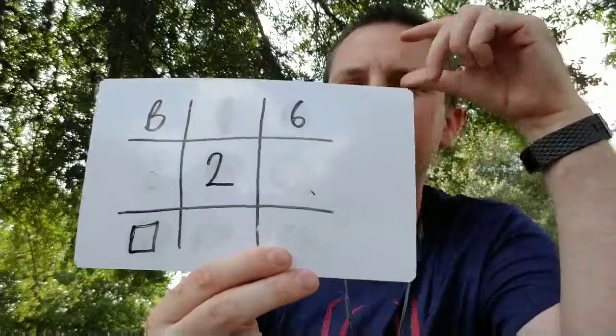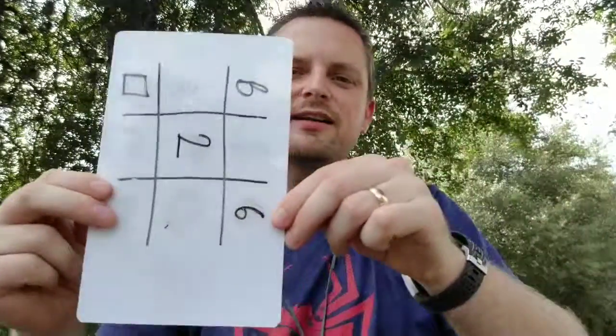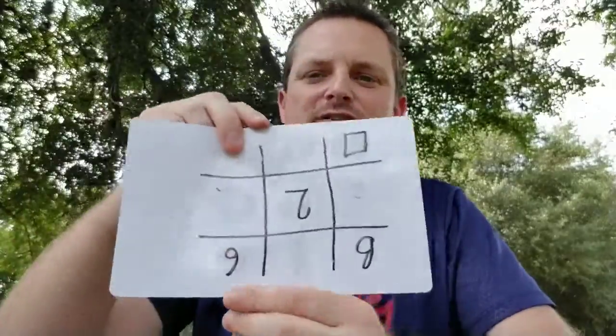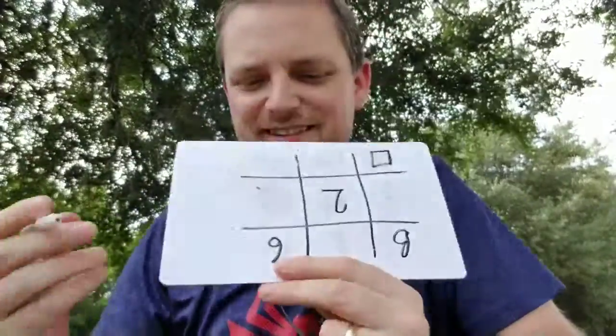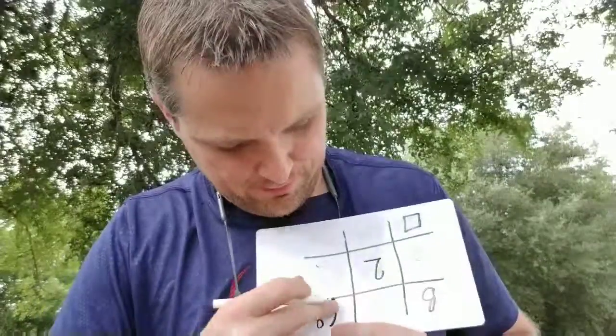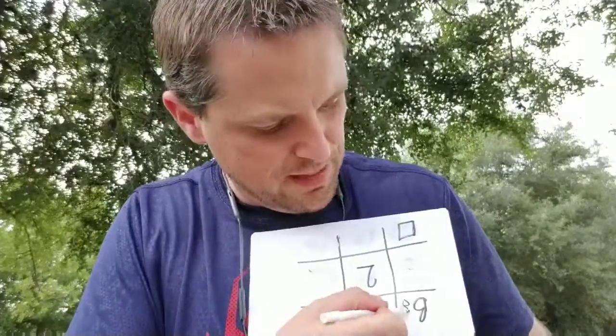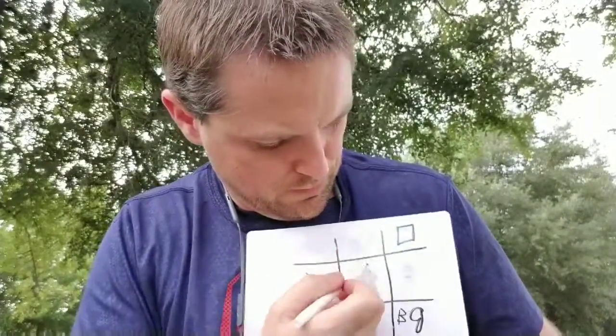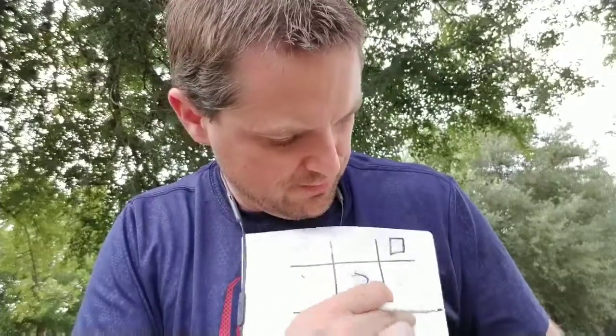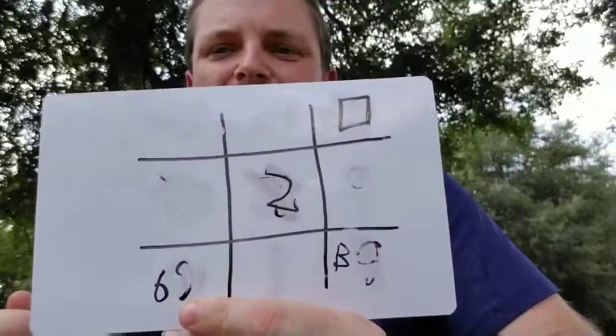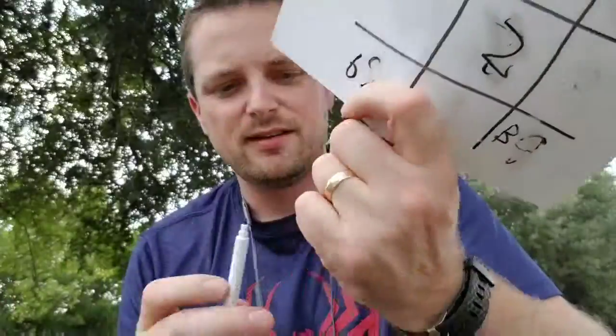Pause the video. We're going to go 1 and 2. So this is the 6. This is the B. And the 2 is here. Hopefully you got that. Excellent. That is a hard one.